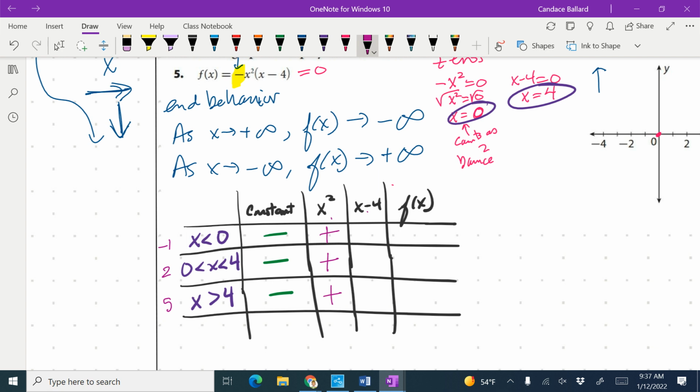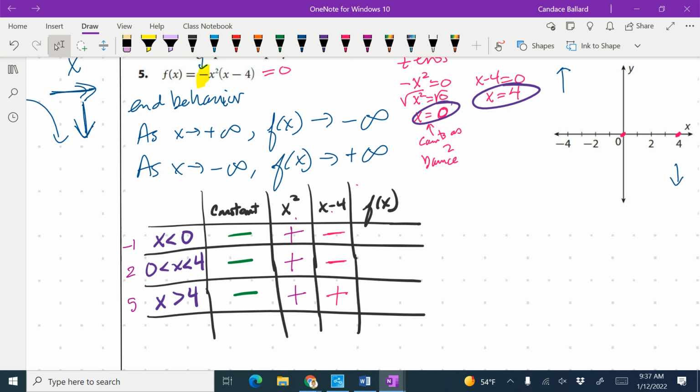We're going to go ahead and try the x minus 4. So I put -1 into x minus 4. Do I get positive or negative? Good. And then I put a 2 in. Negative. And then I put a 5 in. Positive. And then we're going to look at the overall.